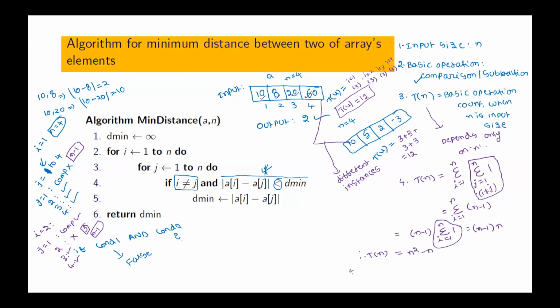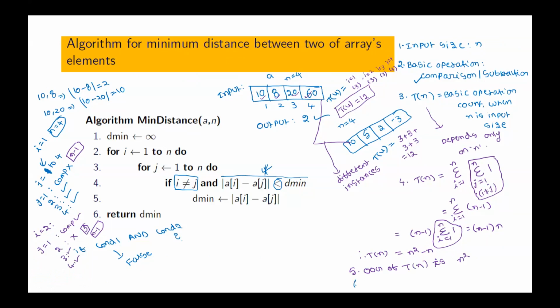Now tell me, what is the order of growth of T of n? n square. Is there any doubt? We drop lower order terms as well as constant coefficients. So minus n will go, and there is no constant, so it is n square. Now you represent it using some asymptotic notation.